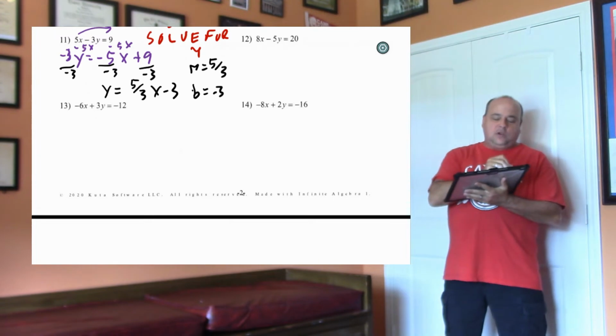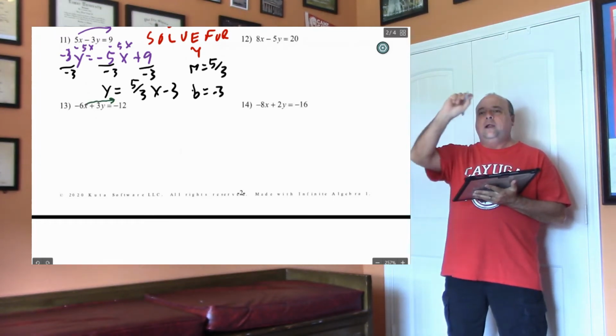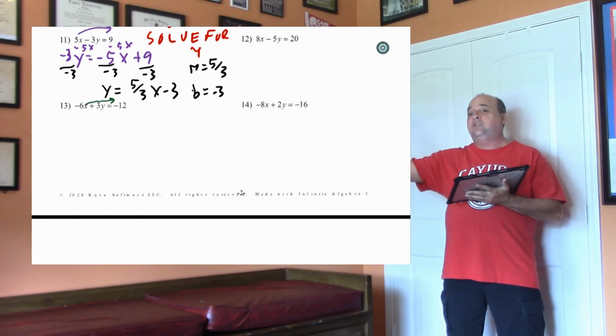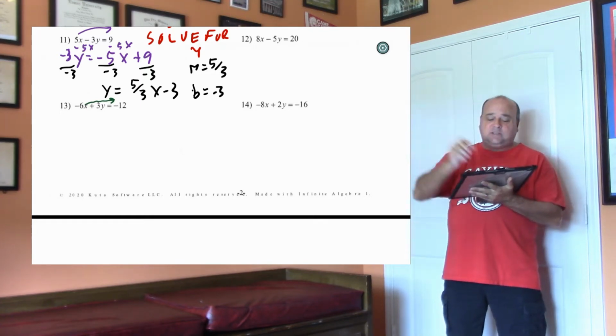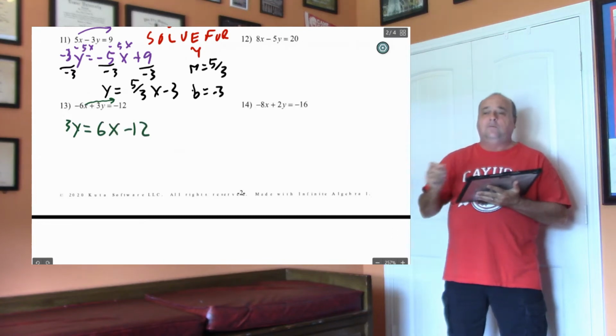So number 13, we're going to solve for y again. We're going to move the 6x over. What happens when you move a negative 6x across? It will turn into a positive 6x, right? So 3y equals 6x minus 12.